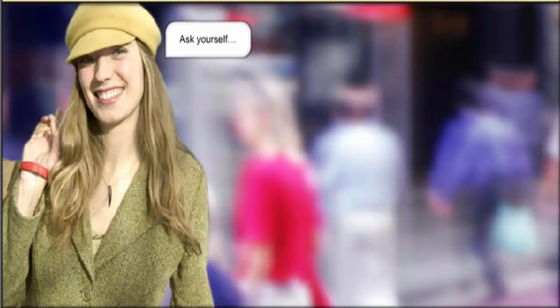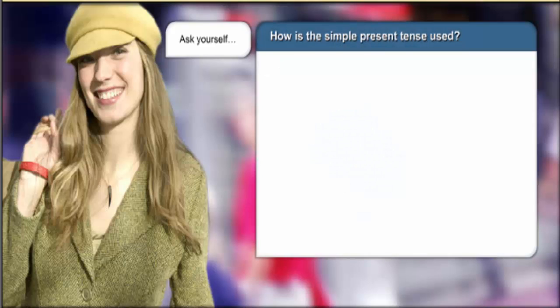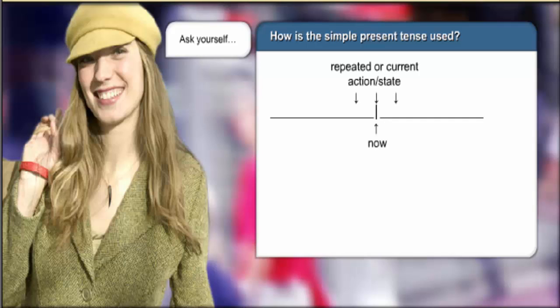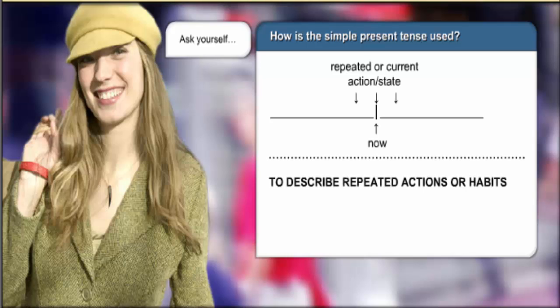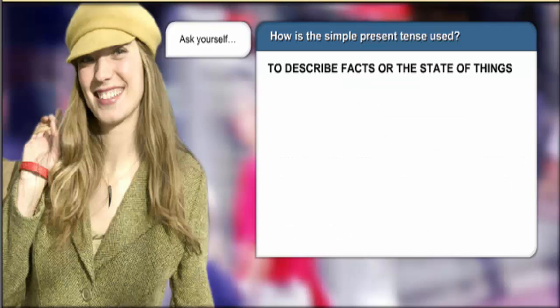Ask yourself, how is the simple present tense used? Use the simple present tense to describe repeated actions or habits and general facts or the state of things. I study every day. They say the words over and over. They speak English. I don't understand Spanish.